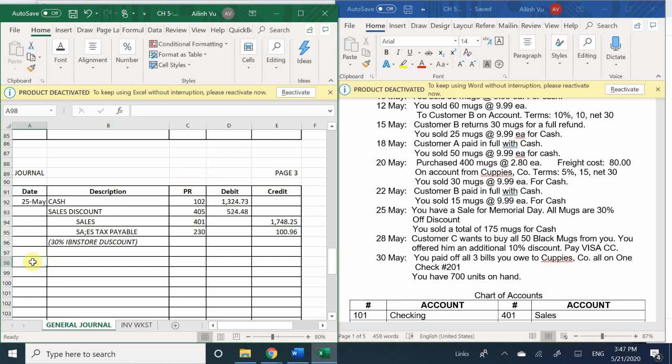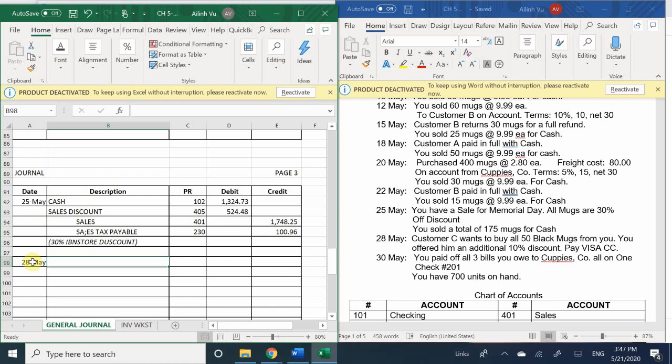So we sold a total of 175 mugs for cash. We already completed that one. So what's the next scenario? The 28th of May. All right, what happened there? Customer C wants to buy all black mugs from you. So we end up selling those black mugs anyway. You offered him a 10% discount. You pay by credit card.